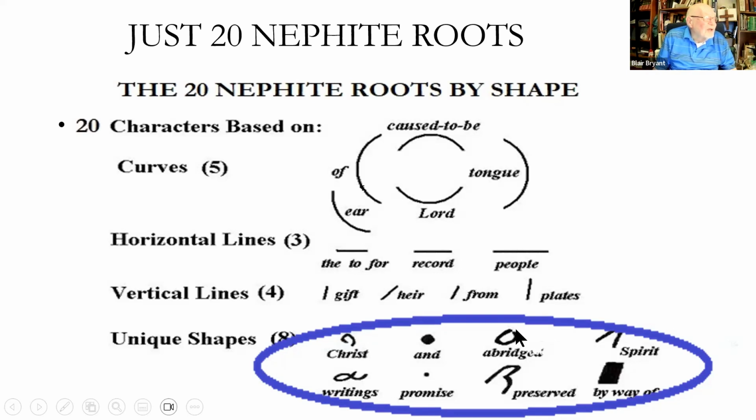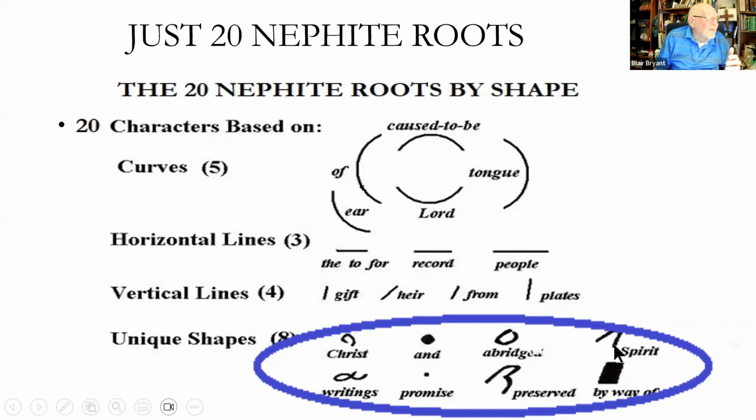Abridged is a circle. It represents a sieve in Egyptian, and the Egyptian sieve sorts or sifts, and that's what one does when one abridges something. They sift through the original to get out an abridgment. That's what Mormon did. He sifted through the record of Nephi and made his own reduced or shortened version, which Joseph Smith translated.